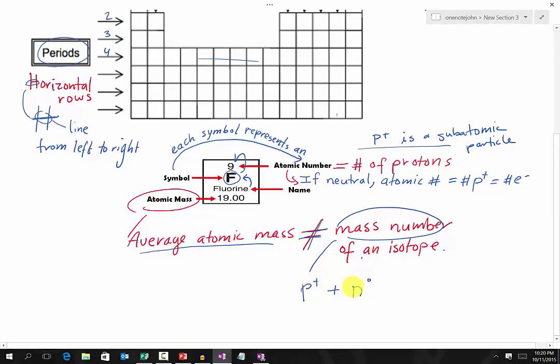One last thing that you need to know is that if an atom is neutral, that means the net charge is 0, okay? It has no charge at all. You need to know that the atomic number is equal to the number of protons and is also equal to the number of electrons, because the positive of the proton will cancel out with the negative of the electron. So again, this only happens in a neutral atom.